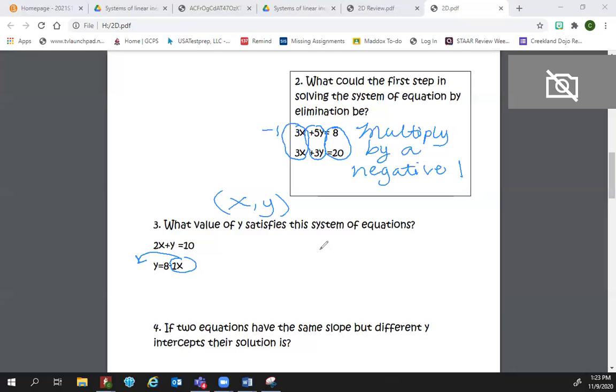Is it already negative? So I have to go back. It's already negative, so what do I do? Add it, good. So then I have a 1x over here. So now I have 1x plus y equals 8.